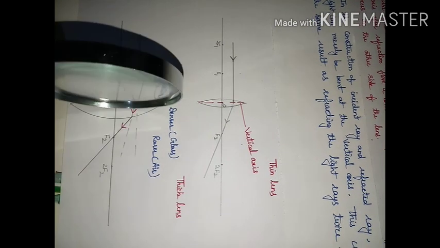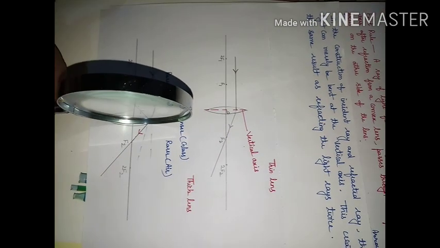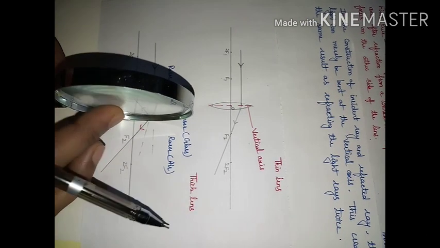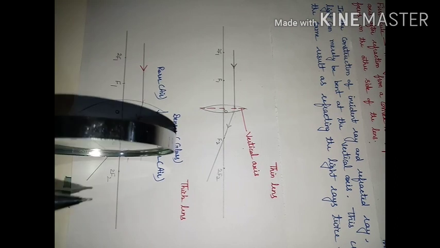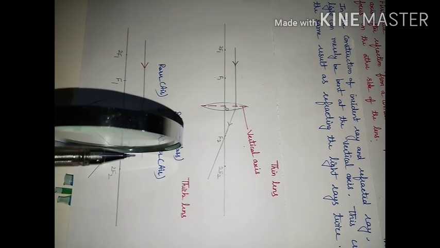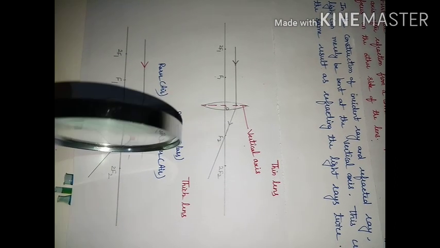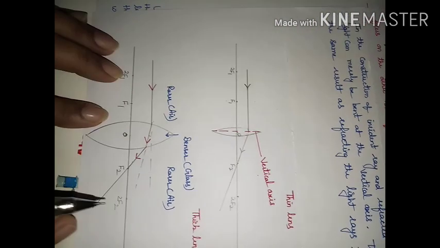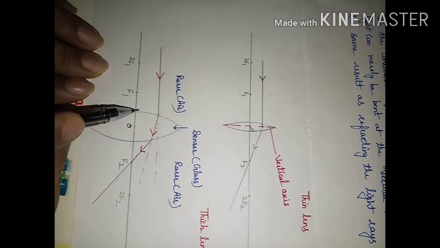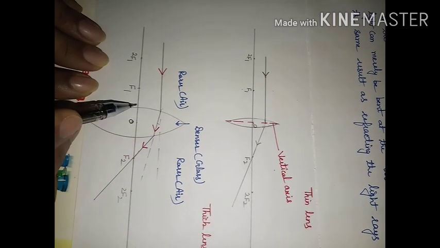It means you have kept a lens like this. This side air, this side air. This lens is made up of glass. So you kept your lens like this. Rays of light are coming from this side and emerging from this side. So ray of light is parallel to principal axis. Focus at this face now. Refraction will take place at this face.